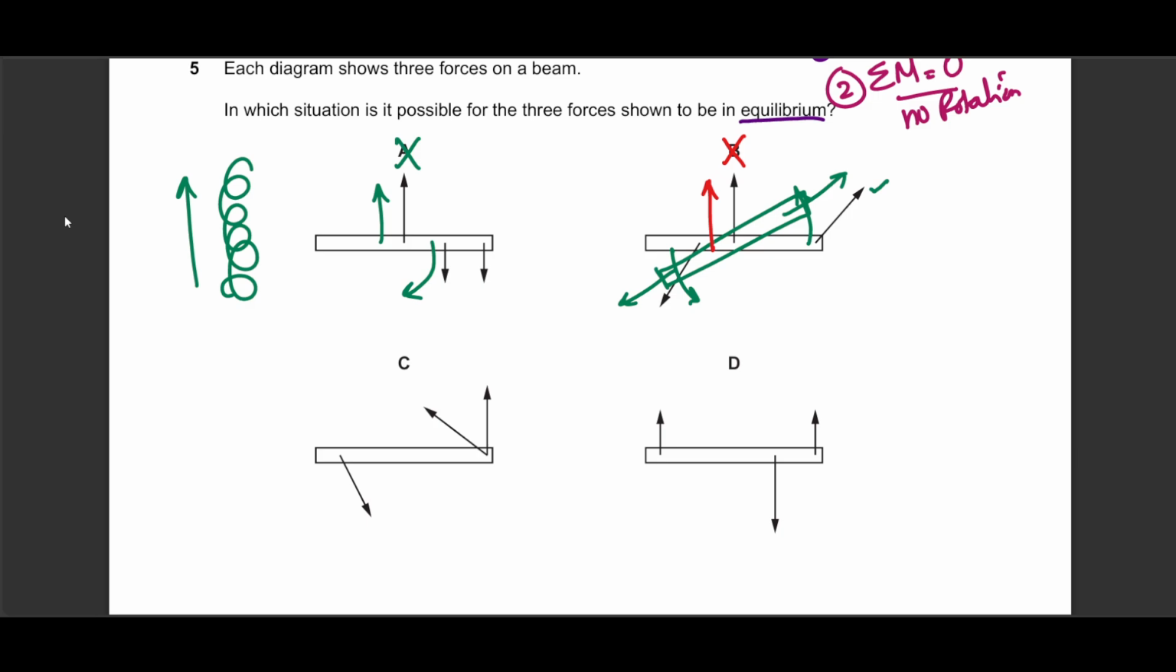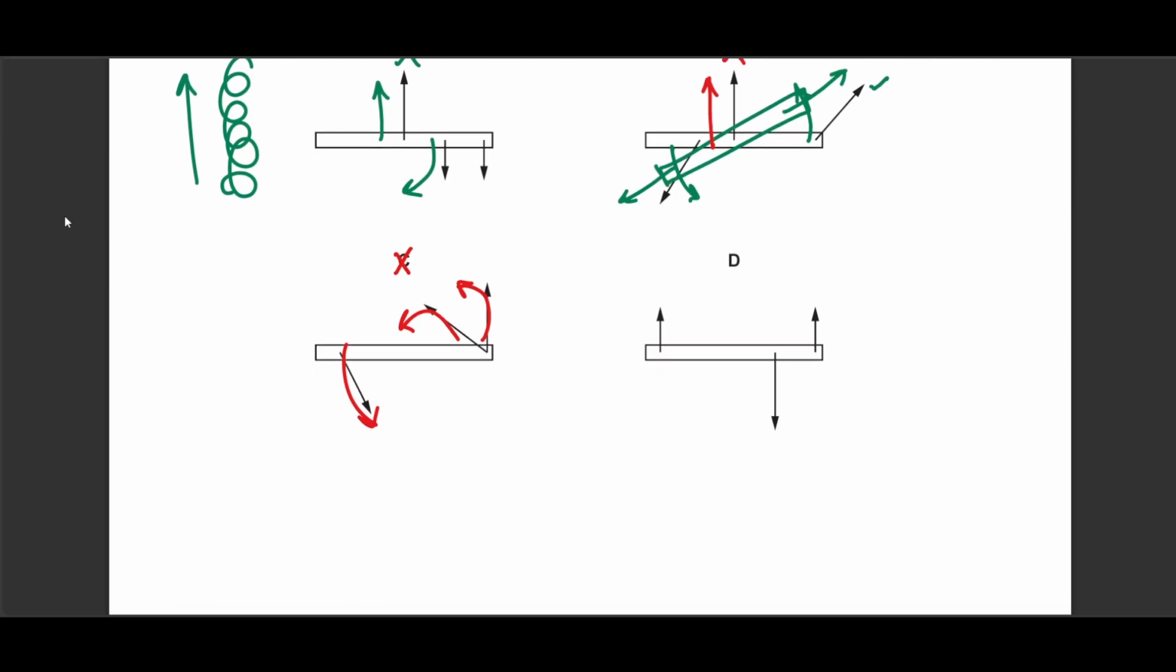So in option C, we can see that the object tries to rotate like this, with another component helping to rotate it like this. So this is no equilibrium as well. In option D, we can see that there are two forces acting upwards, and if I measure their length by some method or even by ruler, I can see that the length added together would actually be equal to this one.